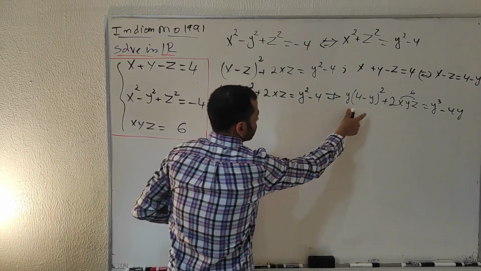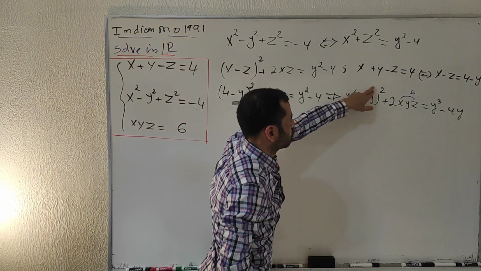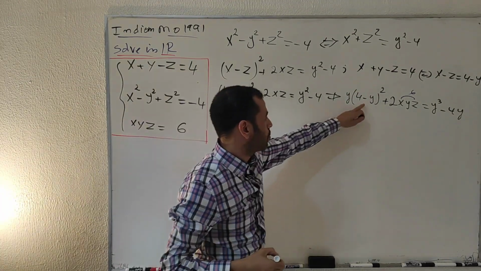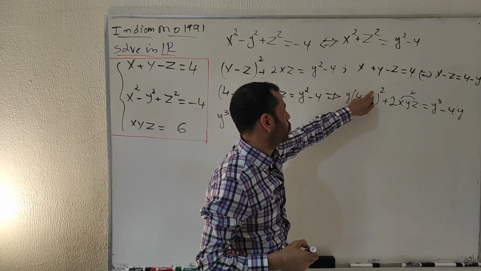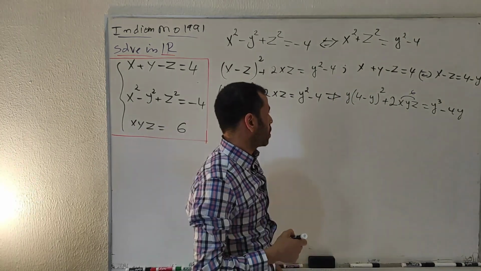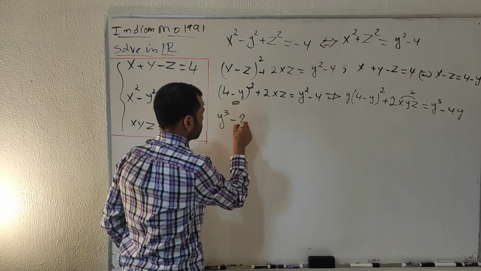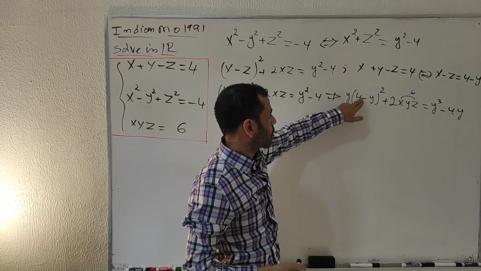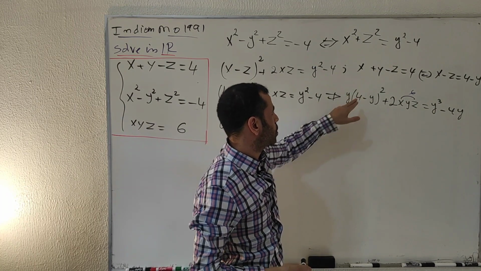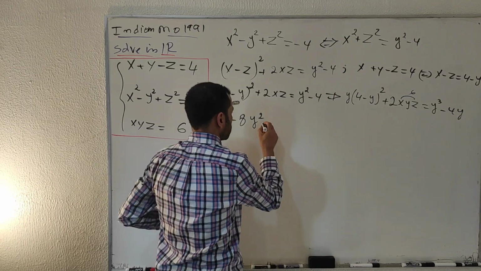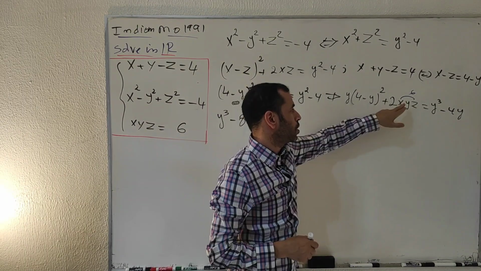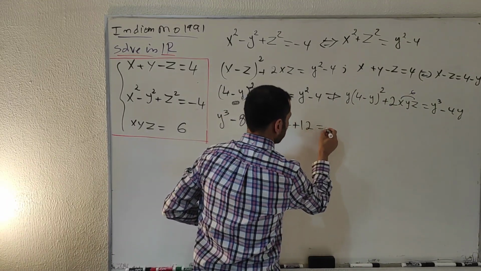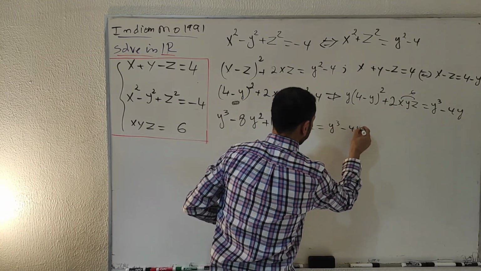I'm going to distribute this one. y squared as the first term multiplied by y is y cubed. Minus 2 times 4, which is minus 8, multiplied by y gives us minus 8y squared. Then the last term, 4 squared, which is 16, multiplied by y gives us plus 16y. This one, clearly 2 multiplied by 6 is 12. Plus 12 equals y cubed minus 4y.